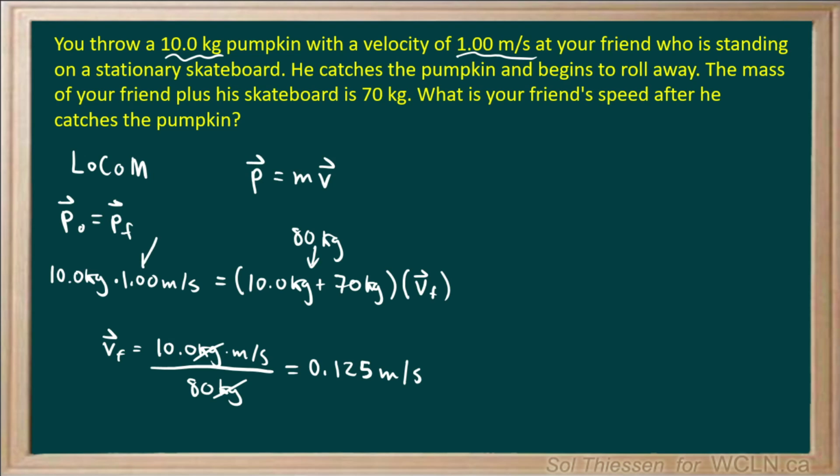And this is positive because the direction of motion of the skateboarder and the pumpkin is the same as the direction of motion of the pumpkin initially. In any case, we're just looking for the speed here, so 0.125 meters per second is perfectly acceptable without an associated direction.